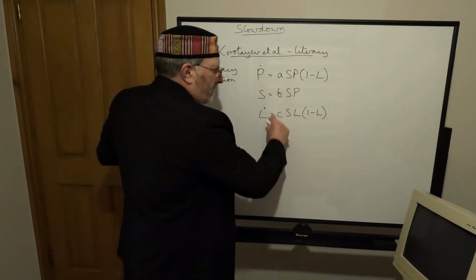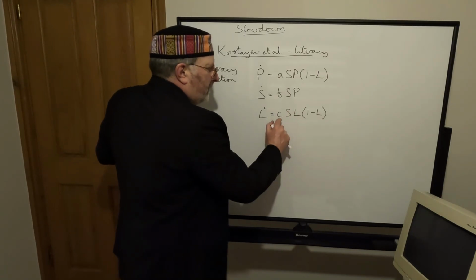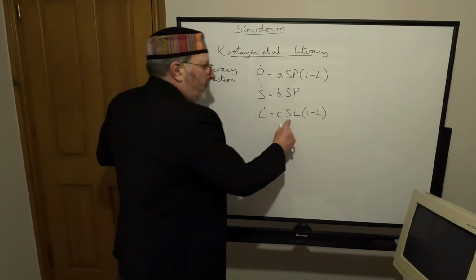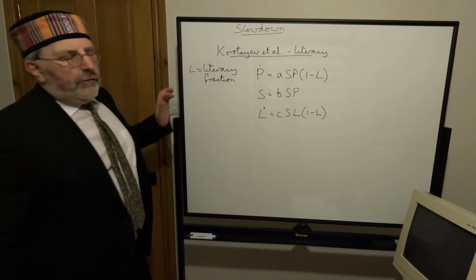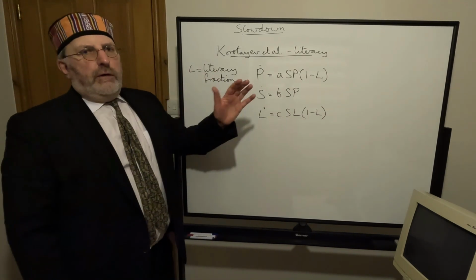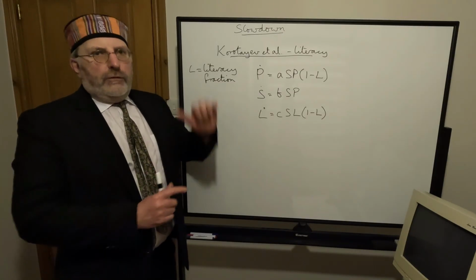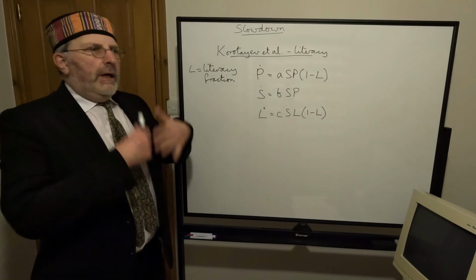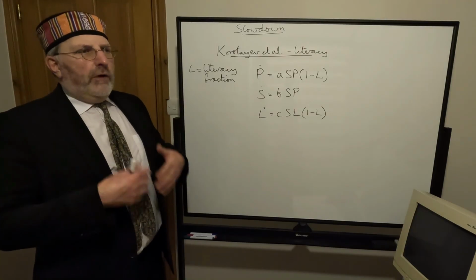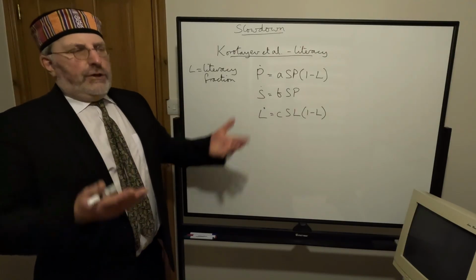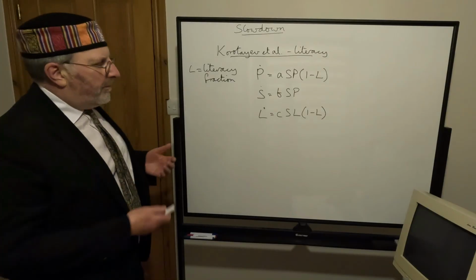But the rate at which it gets there depends on a constant C, but also on economic surplus. So if there's a larger economic surplus, the literacy will grow more quickly towards its maximum value. A higher economic surplus means, you know, more money to spend on education and achieving a literate population.